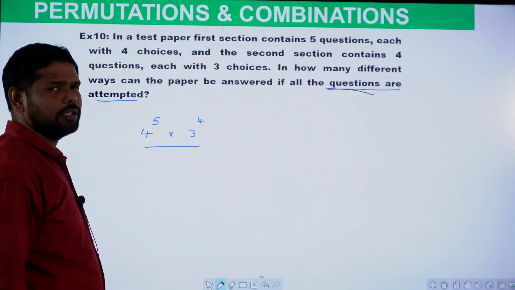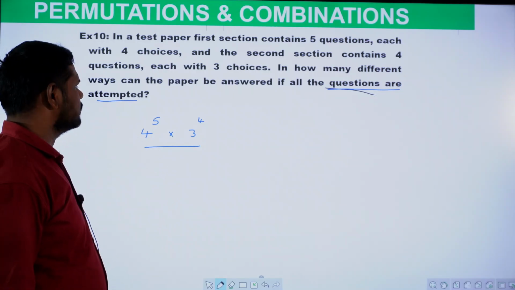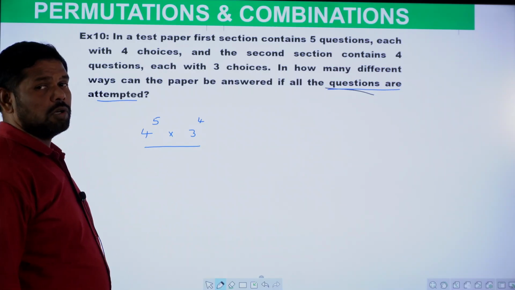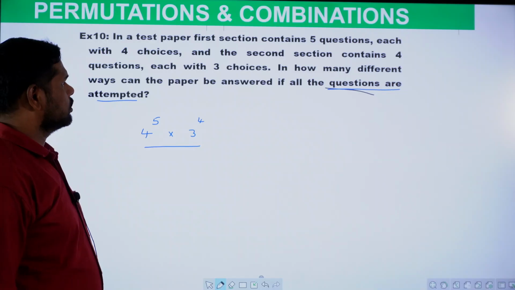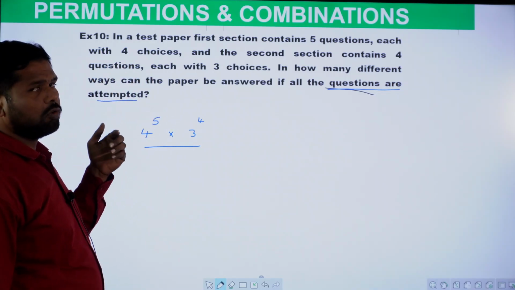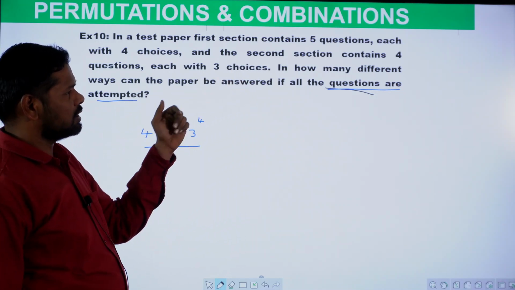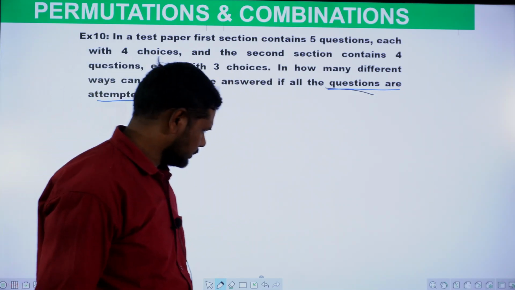So simple, no doubt. Like that we are going to take it. So for 5 questions with 4 choices, every question gives 4 power 5. For 4 questions with 3 choices, every question gives 3 power 4. That's it. Next one.